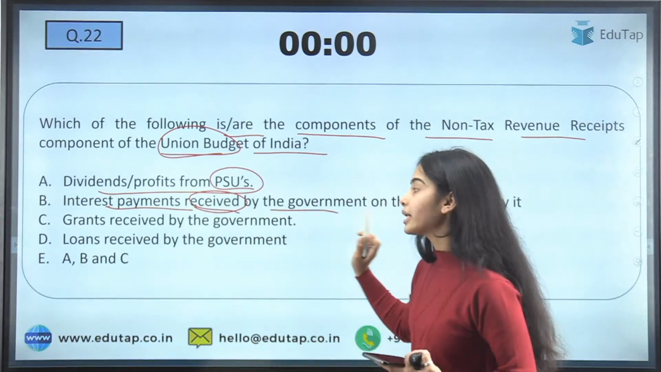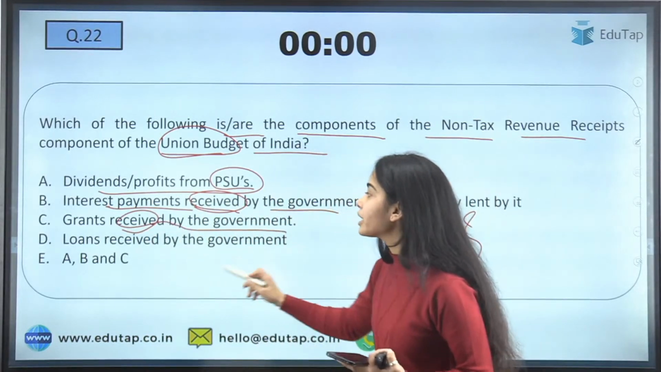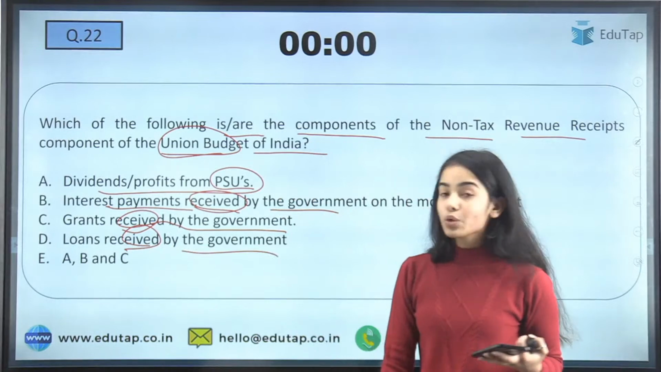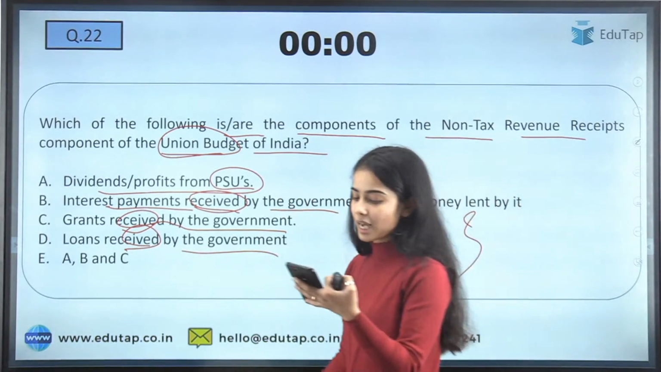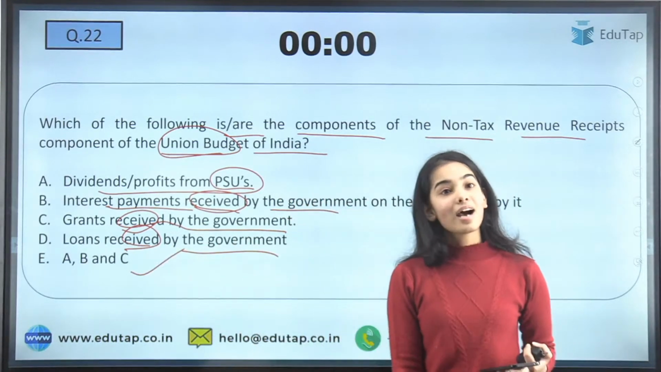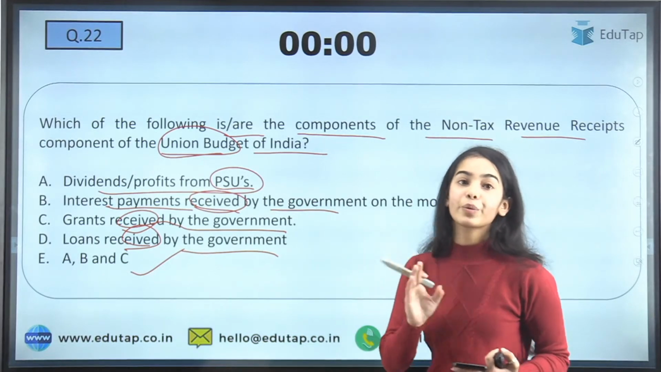it is the interest payments received by the government, grants received by the government, loans received by the government. So what should be the right answer of this? And I am getting the answer E, and that is the right answer. So well done, you guys. People are doing really well.